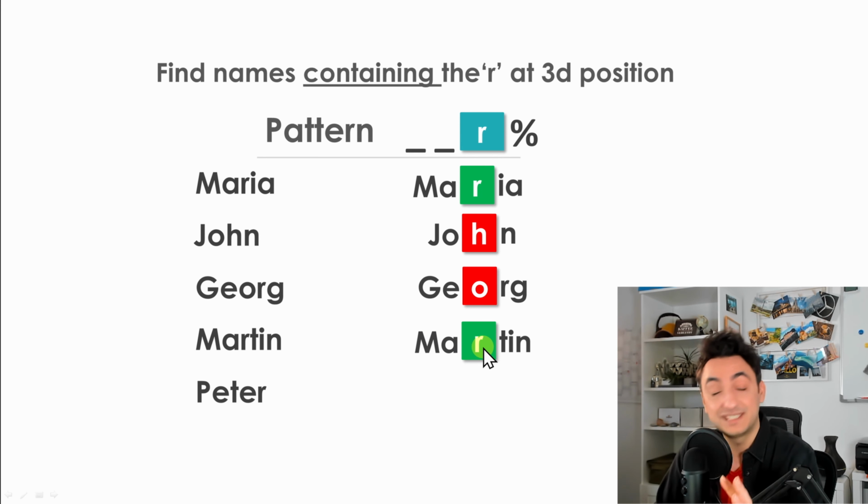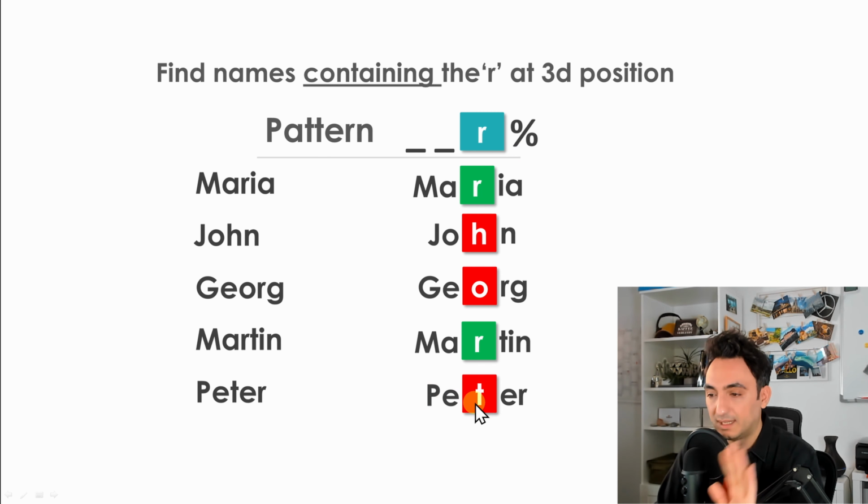So this is matching our pattern. The rest could be anything. So that's why Martin is matching exactly our pattern. The last one, Beta, doesn't match our pattern because at the third position we have the T. So with that, if you run such a pattern on your database and you are specific with that, you will get only Maria and Martin as a result.